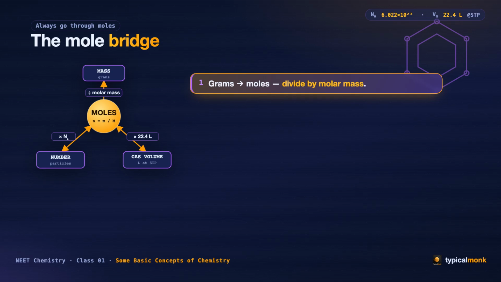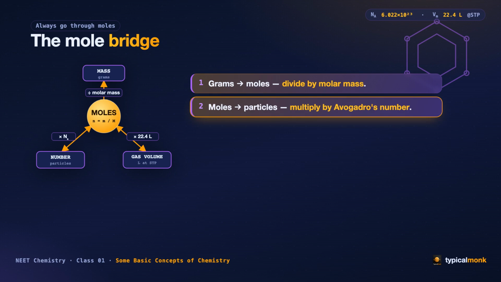Look at this diagram carefully, because it is the map for every numerical in this chapter. In the middle stands the mole, like a bridge with 3 roads leading away from it. The first road connects grams to moles. If you are holding a mass, divide by the molar mass, and you arrive at moles. 36 grams of water divided by 18, 2 moles. That's simple.